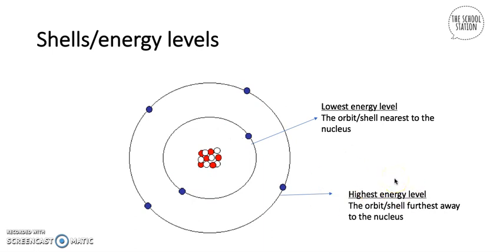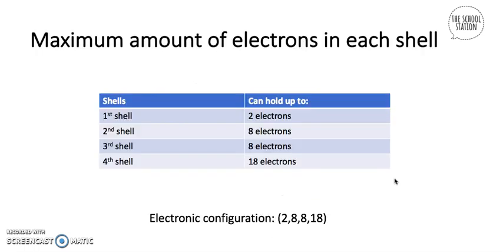Now that we've talked about the lowest and highest energy levels, and you should be able to identify these in your exam, we have to talk about the maximum number of electrons in each shell. We have to think about the first shell, second shell, third shell, fourth shell, and how many electrons each shell can hold. Think of it like a basket. Maybe the first basket is very small, so it can hold only 2 electrons. That's going to be the first shell.